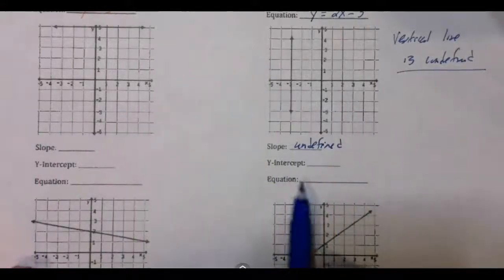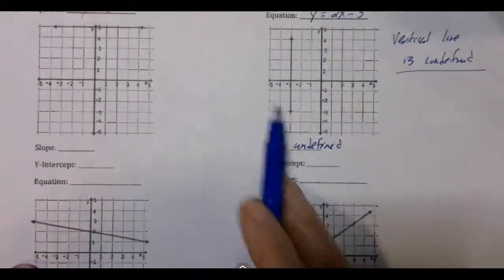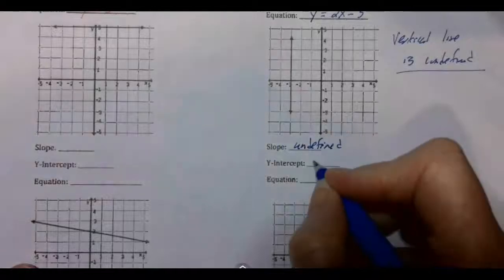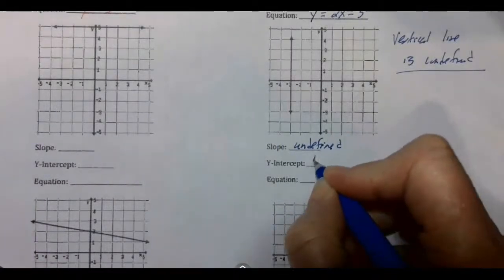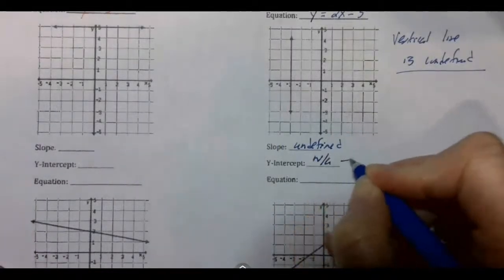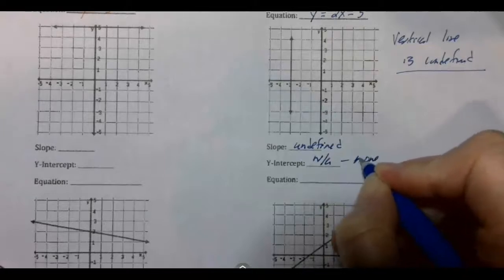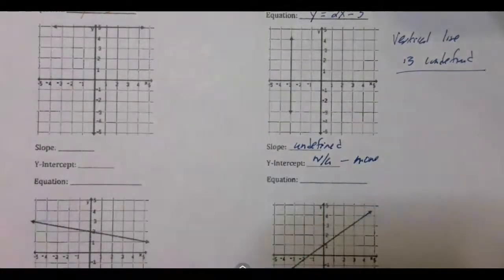Okay, and what's our y-intercept? Where does it cross the y-axis? Well, it doesn't. Okay, it doesn't apply. So you can put NA or you can put none. NA means not applicable because we're not going to cross the y-axis. So what's our equation? Hold that thought.